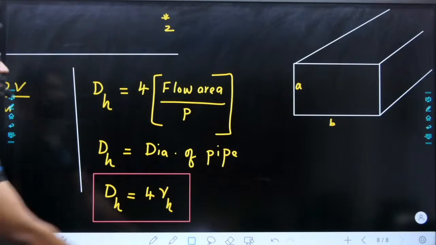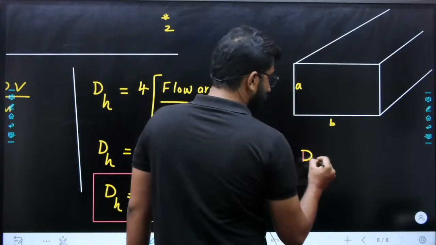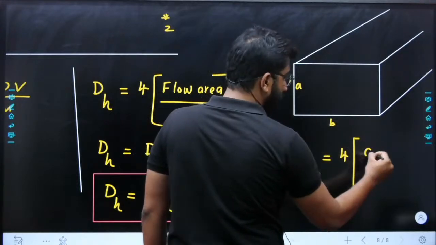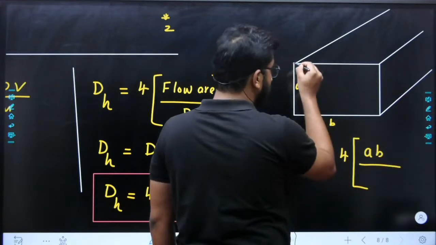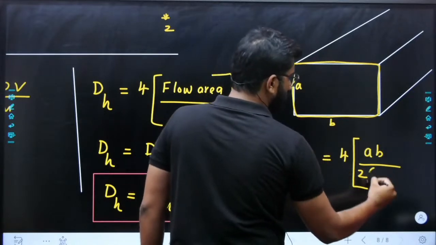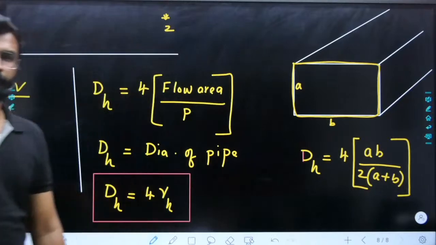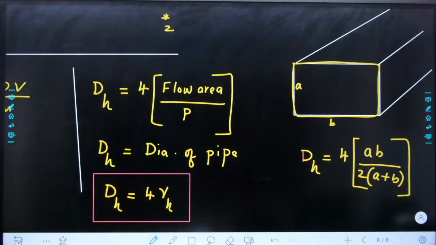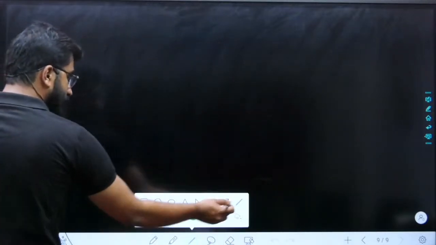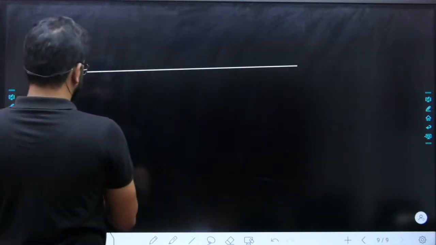Yes, next. What is the hydraulic diameter here for a rectangular duct? 4 into what is the flow area? AB. What is the perimeter which is becoming wet? 1, 2, 3, 4. So it will be 2 into (A plus B). Okay. Now for annulus, what is the meaning of annulus? This is the annulus, no?